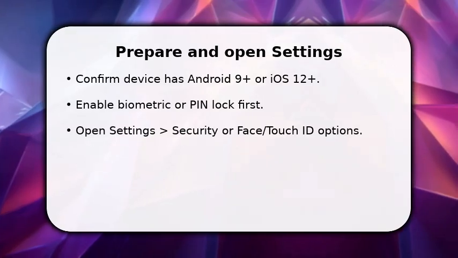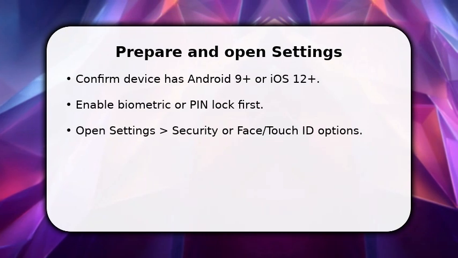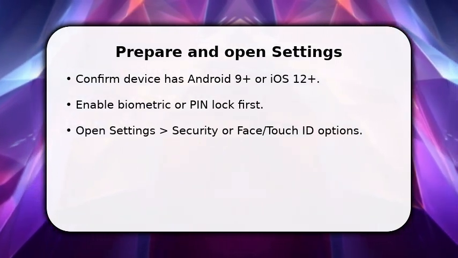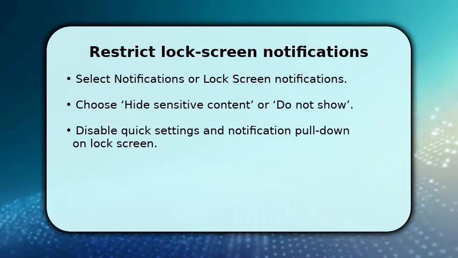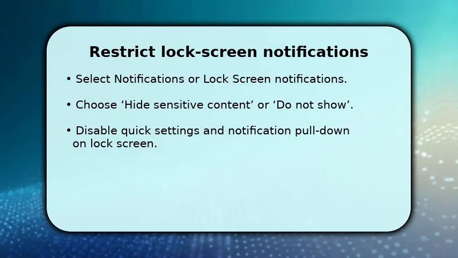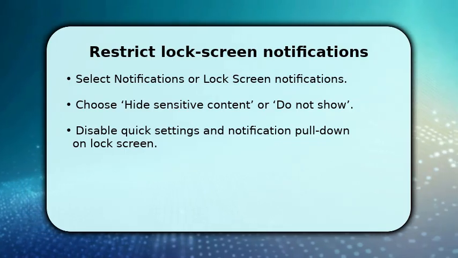Now that you're in the right menu, keep this screen open and prepare to change Notification Visibility and Quick Settings Access. Next, you change what appears when the device is locked. Tap Notifications or Lock Screen Notifications and pick an option like Hide Sensitive Content or Don't Show Notifications at all. This prevents message previews from appearing.